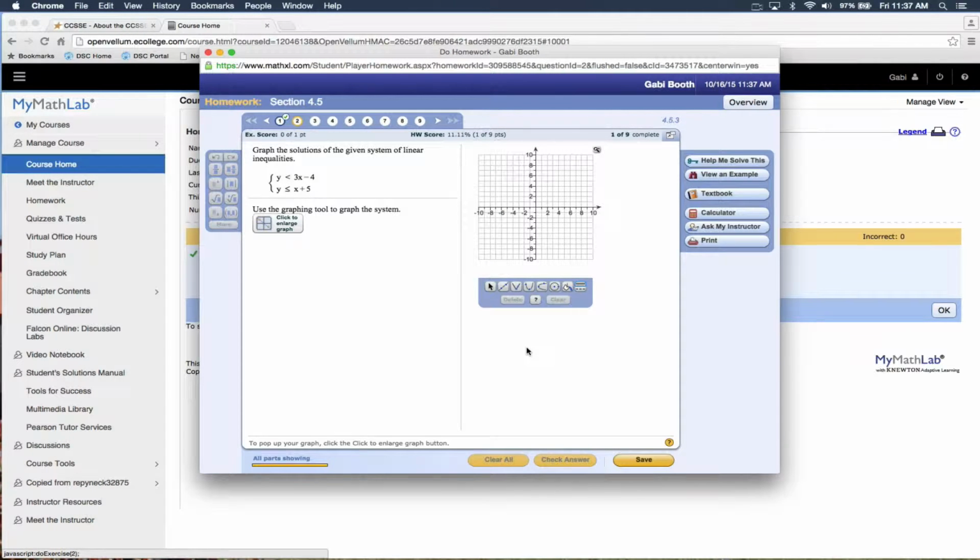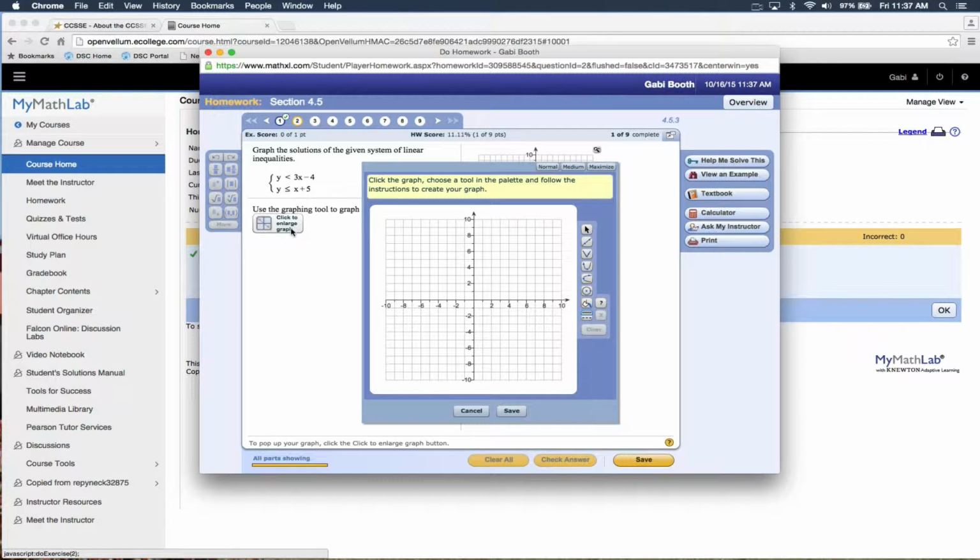Let's look at one more inequality, but now we have to use the dashed line tool key. Okay, so we again have two linear inequalities. Y is less than 3x minus 4 and y is less than or equal to x plus 5. So I'm going to click on to enlarge.